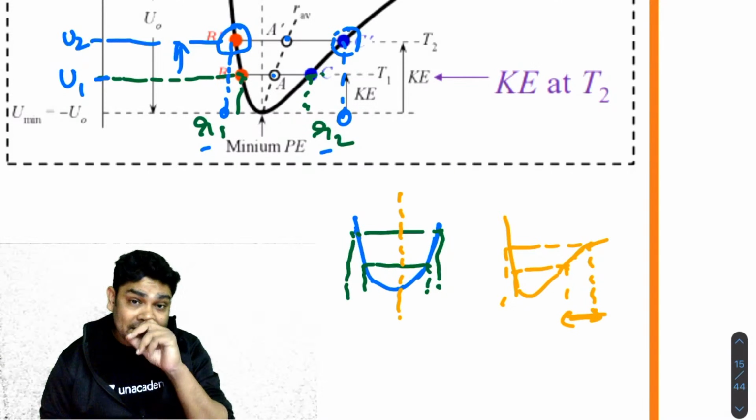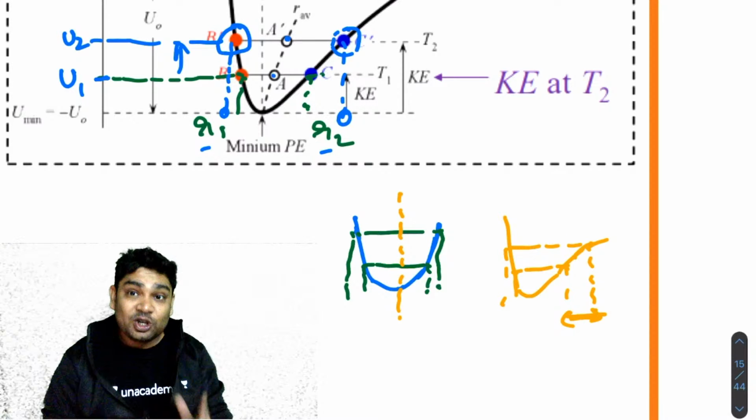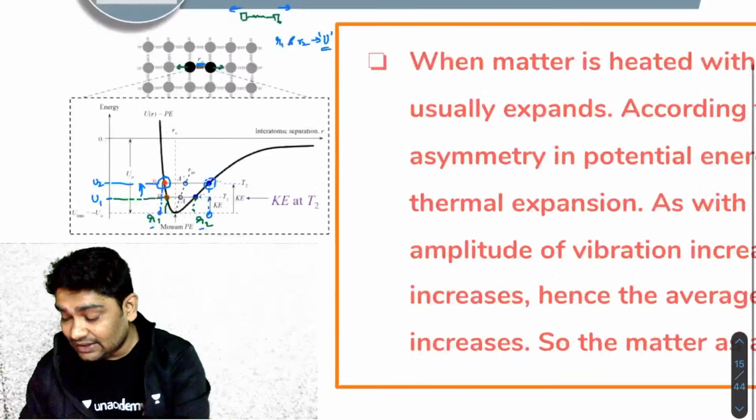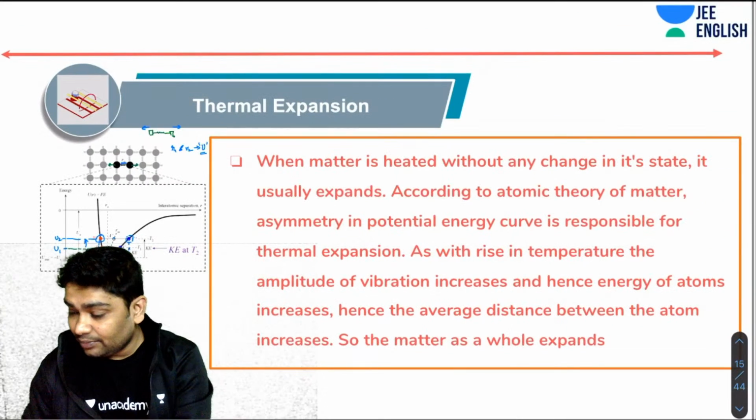But it's due to this asymmetrical nature. The nature of the graph is not symmetric, it is like this. So you realize, on this end, the change is higher. The maximum separation increases by a much larger value than the decrease in the minimum separation while vibrating. So that is why the average separation between the molecules increases. Now you got the logic. So essentially the idea is, let's just write it.